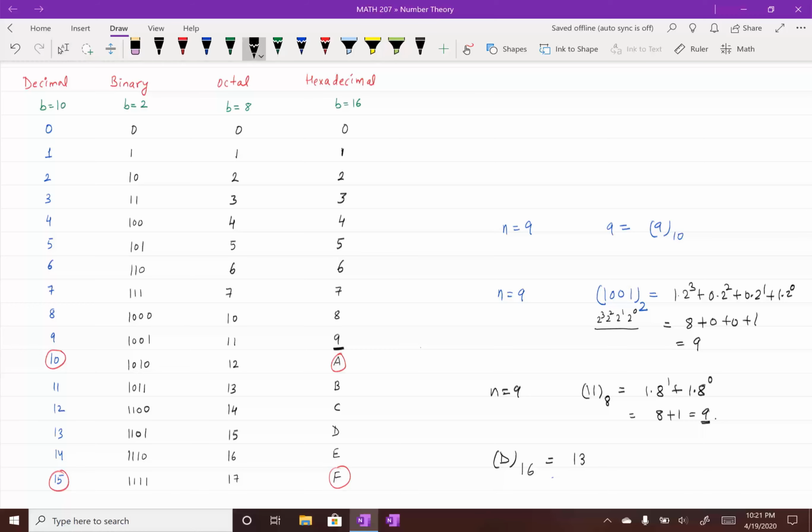While if you have the case of 2D with base 16, it means 2 times 16 to the power 1 plus 13 times 16 to the power 0, which is going to be equal to 32 plus 13. This is your 45 as an integer. So 45 as an integer you can represent in the hexadecimal system as 2D with the base 16.